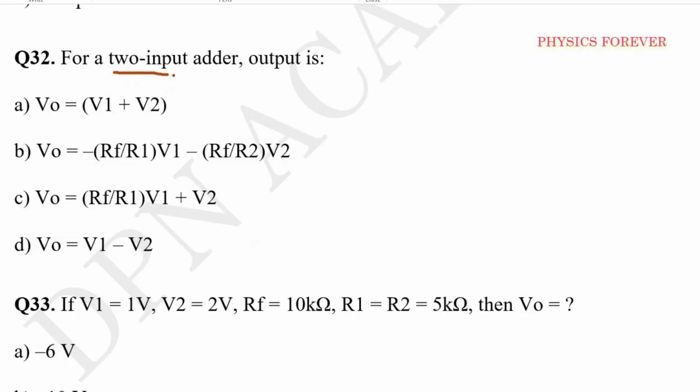For a 2 input adder, what is the output? This is a continuation of the previous question. So option B is correct. We already have to write this formula from the previous question. There should be the negative sign, so V0 is equal to minus summation of RF by RI into VI.